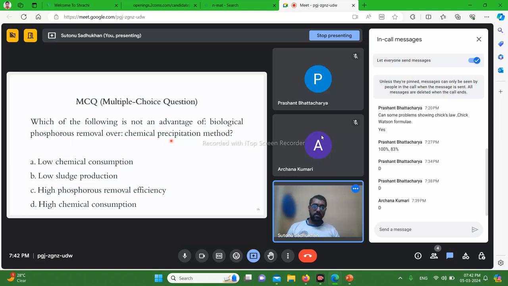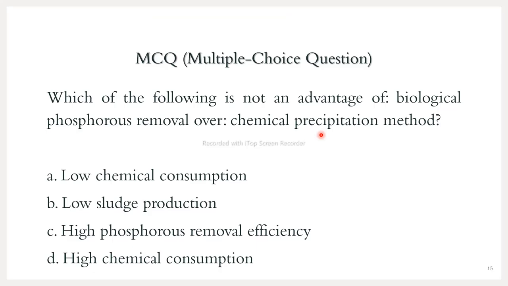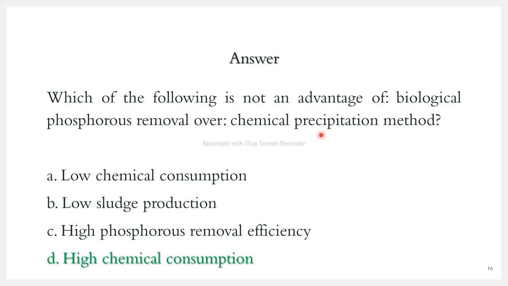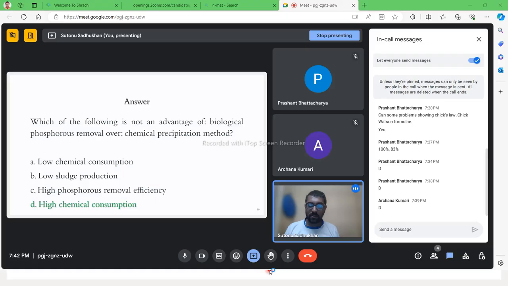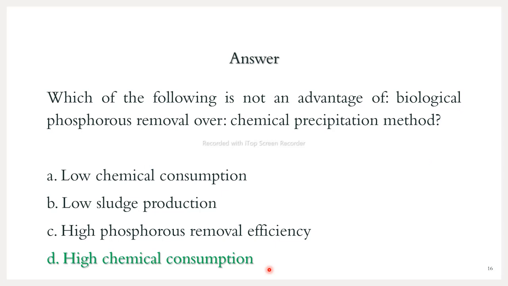Okay, you're still not answering. It is very easy. So you can see the answer is high chemical consumption, right? Because biological phosphorus removal is used so that the chemical consumption gets lowered. So this is definitely not an advantage. Okay, now it is clear.